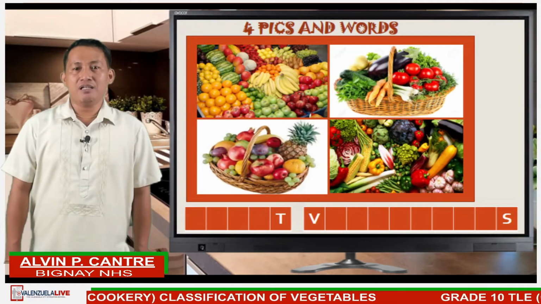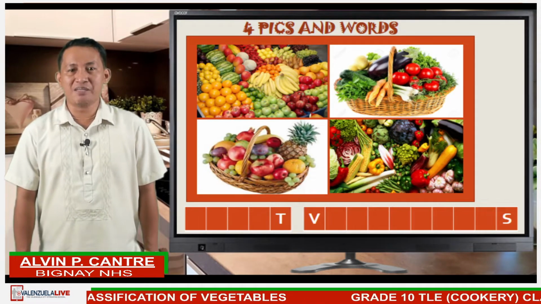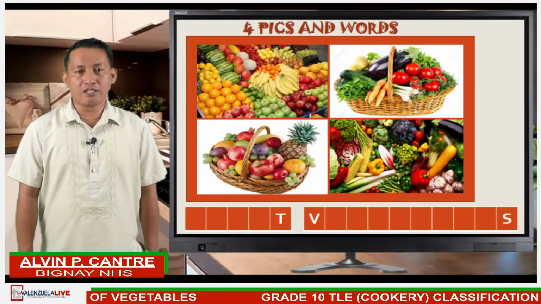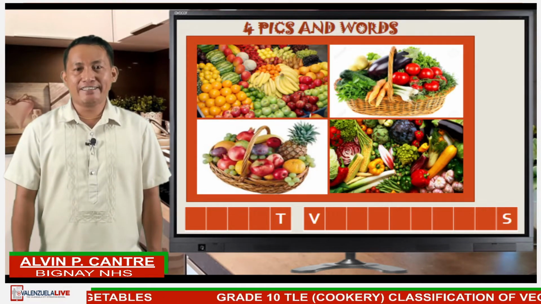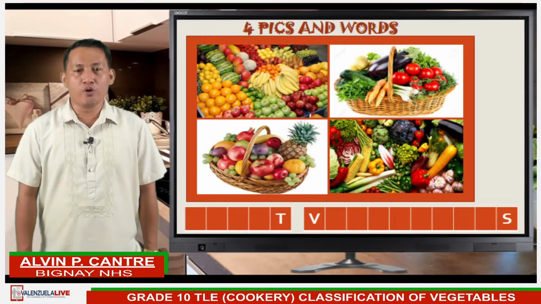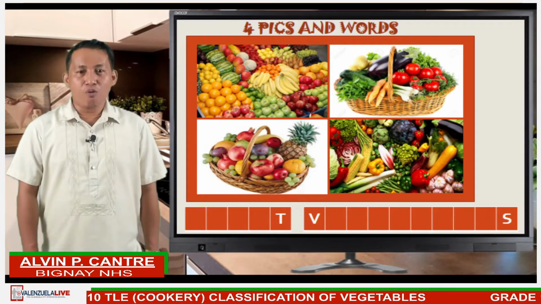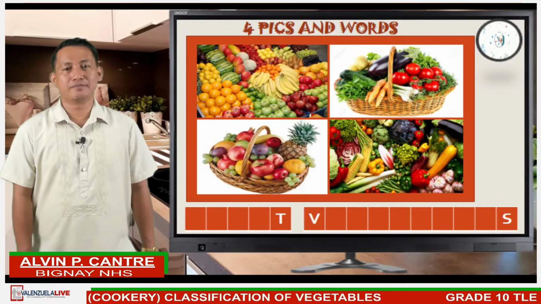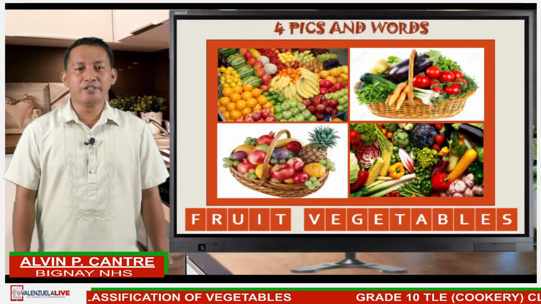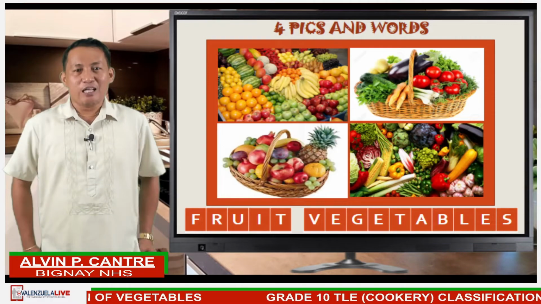The third puzzle is an image of different fruits. The second picture is a basket of vegetable. On the third picture is also a basket of fruits, while on the fourth is an image of different vegetables. What do you think is the correct word or words here? Your 5 seconds starts now. If you answered fruit vegetable, then definitely you got it right. Let's move to the last.